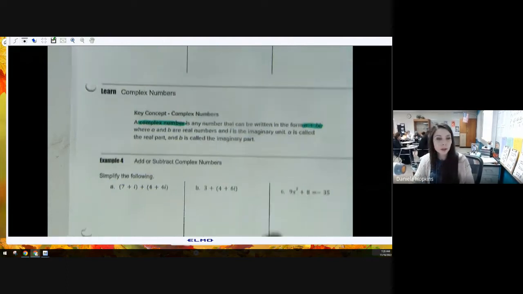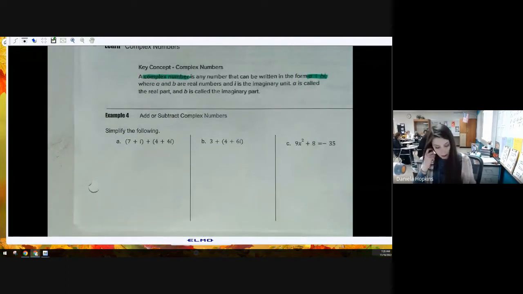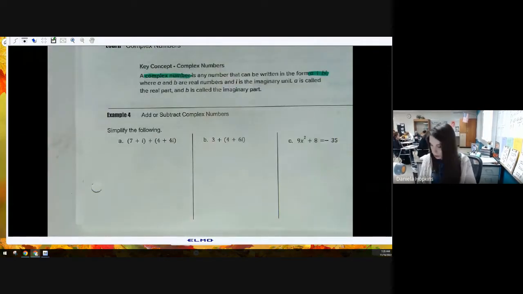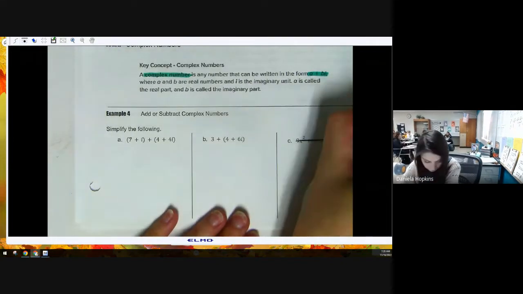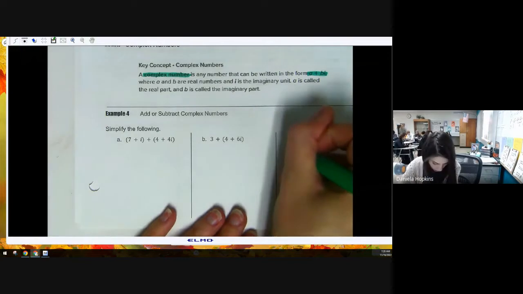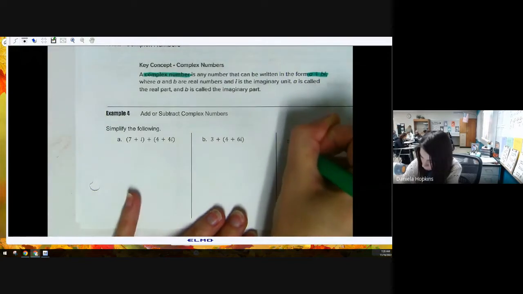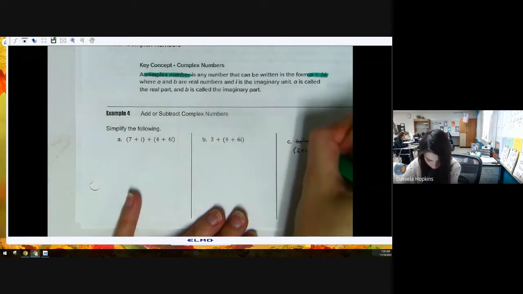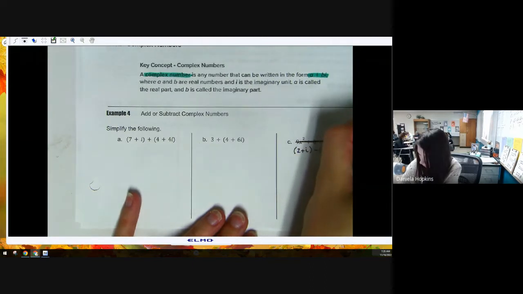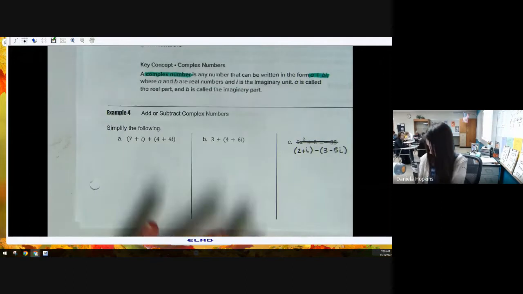So to start, let's talk about adding and subtracting. I do have a typo. If you can see, example C is example C from the other example, so we have to change that. So if you can cross off example C, I'm full of mistakes. This should be 2 plus i minus 3 minus 5i. That looks better.